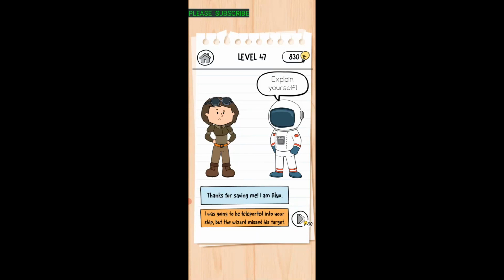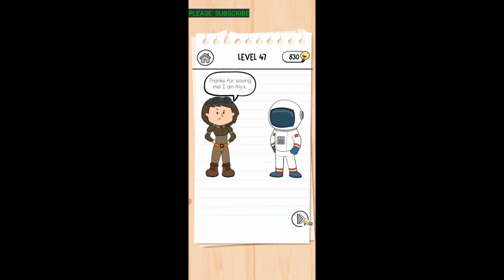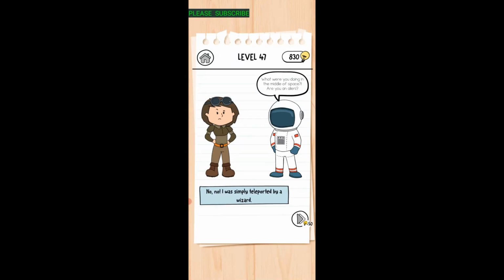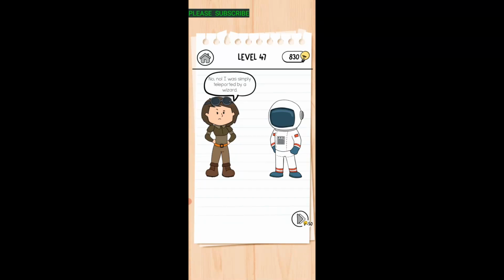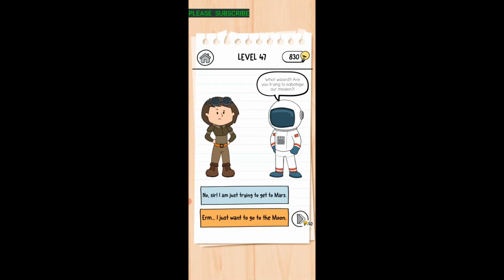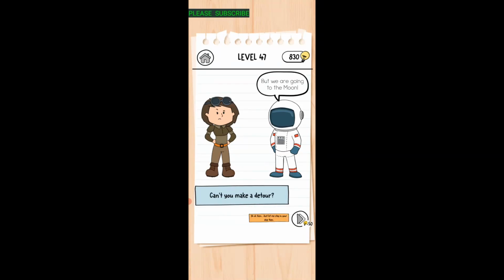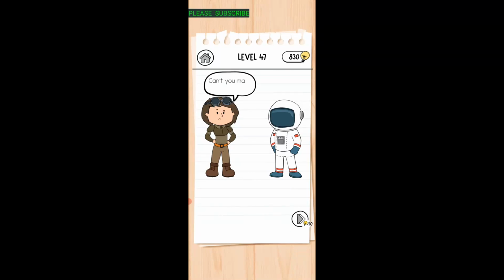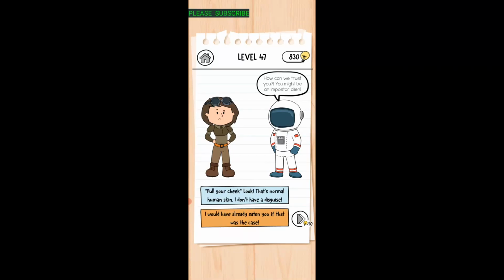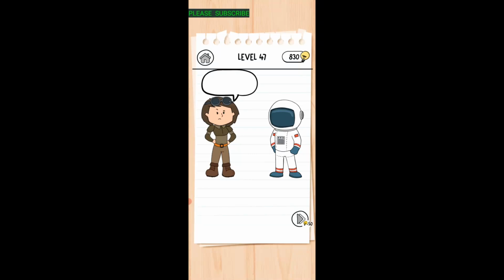Explain yourself. Thanks for saving me, I'm Alyx. What were you doing in the middle of space? Are you an alien? No, I simply teleported by a wizard. What wizard? You trying to sabotage our mission? No, sure, I'm just trying to go to Mars. But we are going to the moon. Can you make a detour? Nope, we must get to the moon to find Neil Armstrong's lost wallet. Okay, let me stay on the ship at least. How can we trust you? You might be an imposter alien. Pull your cheek. Look, that's normal human skin. I don't have a disguise. Well, I'm quite convinced, but don't touch anything.